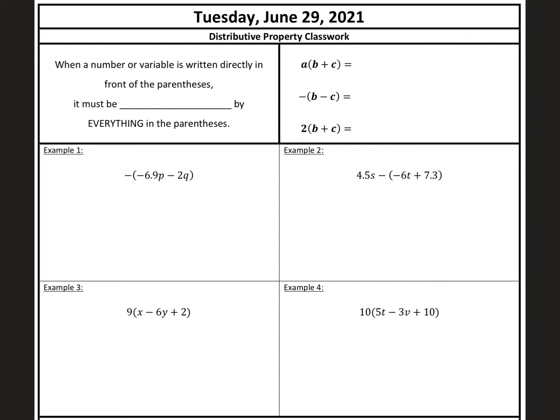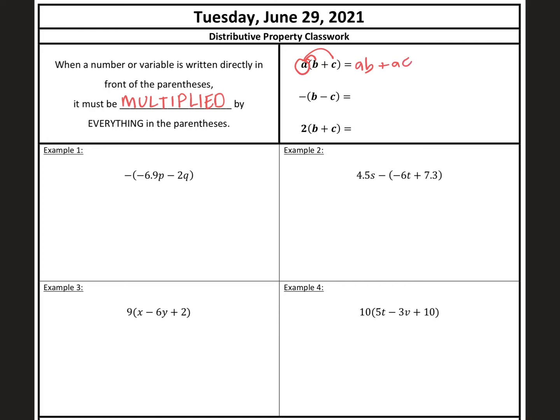So your first definition says when a number or variable is written directly in front of the parentheses, it must be multiplied by everything in the parentheses. What that's saying is you take your number out front, or in this case your letter A, and then you're going to do A times B, and then A times C.